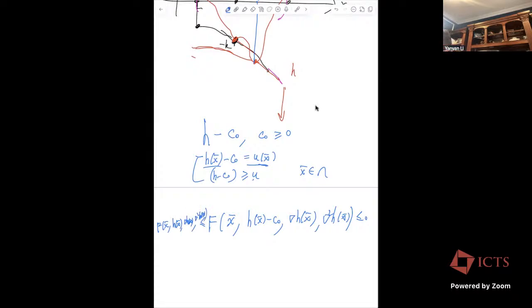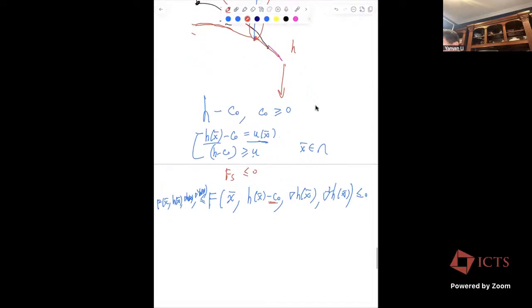The reason is this F is less or equal than 0. So therefore, this minus C0 is negative, the value is bigger. So therefore, you have F of X bar, H of X bar, gradient H X bar, Hessian H X bar should be less or equal than 0. Okay.